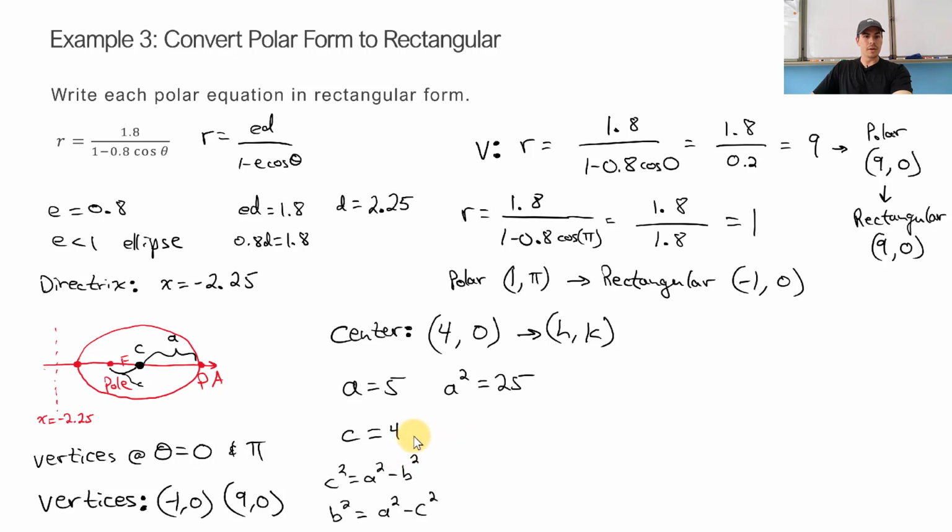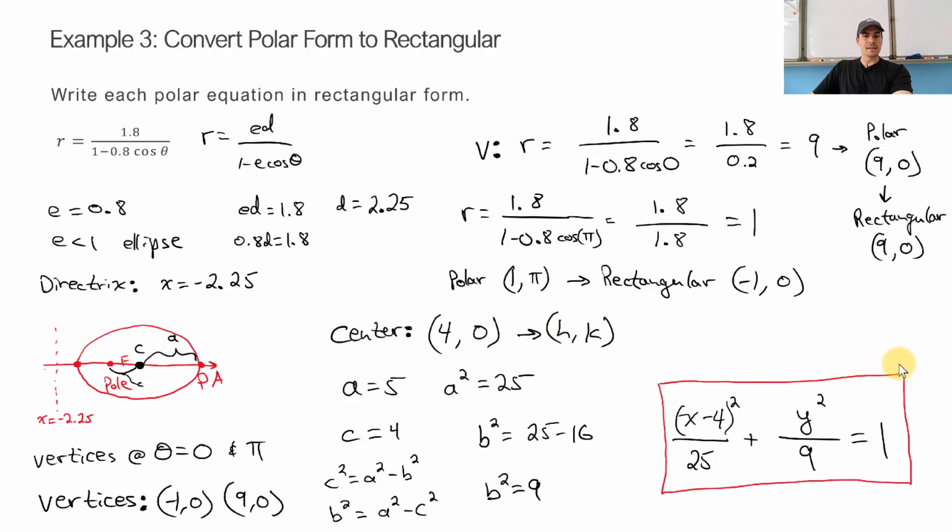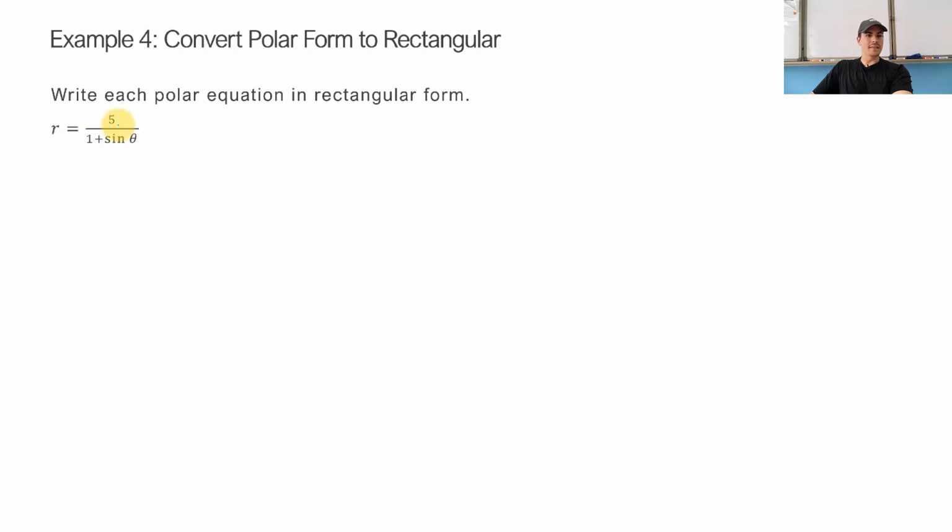And the relationship for our ellipses is c squared equals a squared minus b squared, right? So solving for b squared and plugging in our 16 and 25 for c squared and a squared, that gives me a b squared of 9. So I can just plug in my h, k, a squared, and b squared, and I get this rectangular equation right here. Okay, last example here.